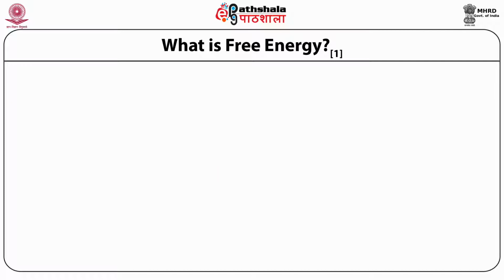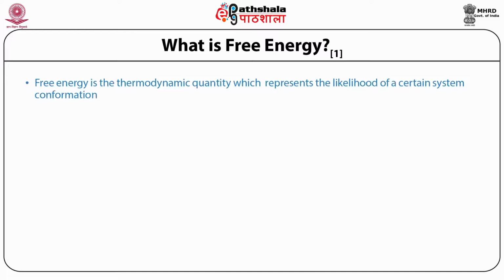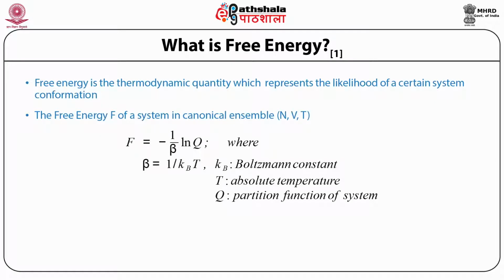Well, we should start with the concept of free energy. What is free energy? Basically, free energy is a thermodynamic quantity, it's a state variable, which represents the likelihood of a certain system conformation. That is, the free energy F of a system which is a canonical ensemble NVT, meaning number, volume and temperature, is given by 1 by beta, where beta represents the Boltzmann constant and the temperature, times ln Q. Q represents the partition function of the system.